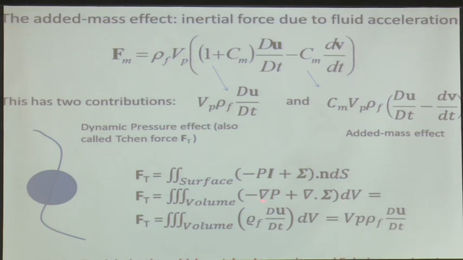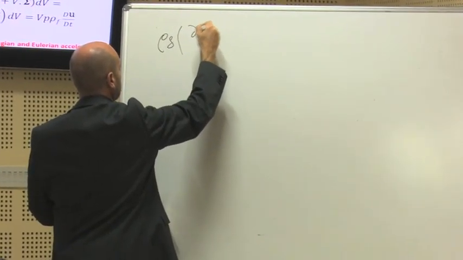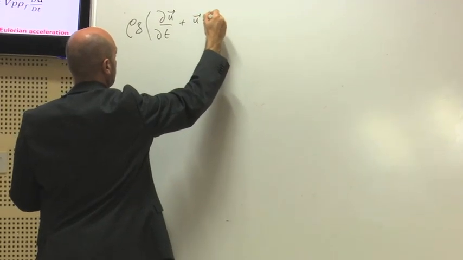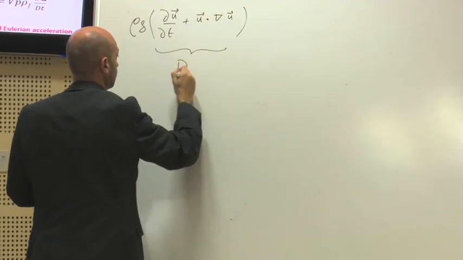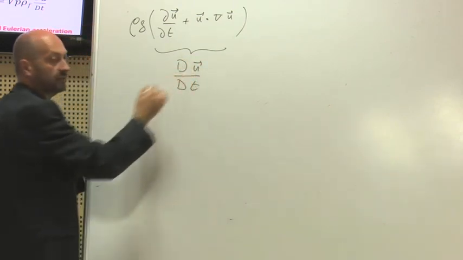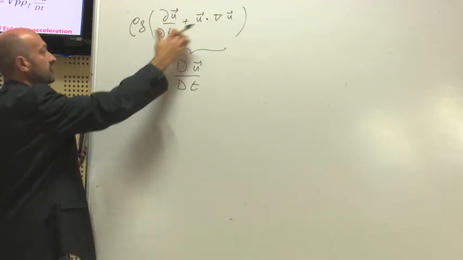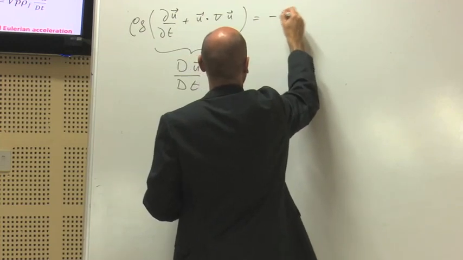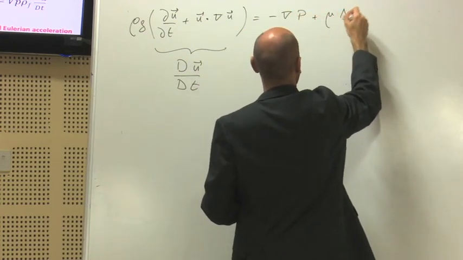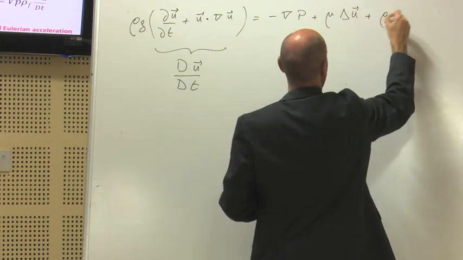Okay, and if you look at the Navier-Stokes equation, actually these two terms are in the Navier-Stokes equation. So if you write the Navier-Stokes equation, rho f Du/Dt, with a capital D, means this is the total derivative with temporal evolution and convective evolution. It is minus the gradient of p plus mu Laplacian of u plus rho f g.